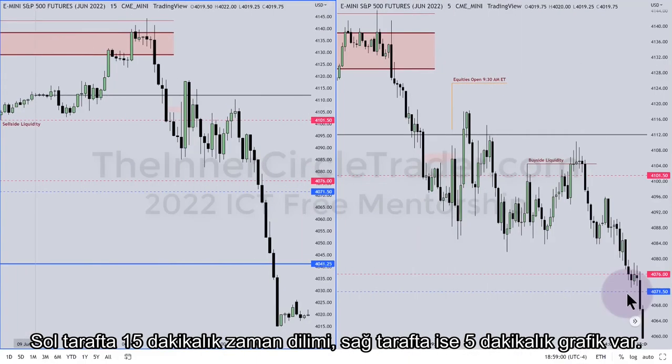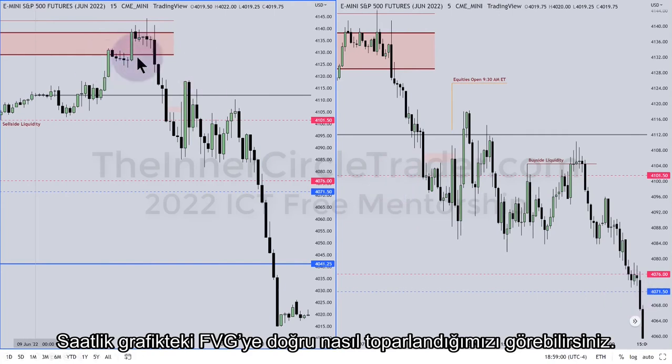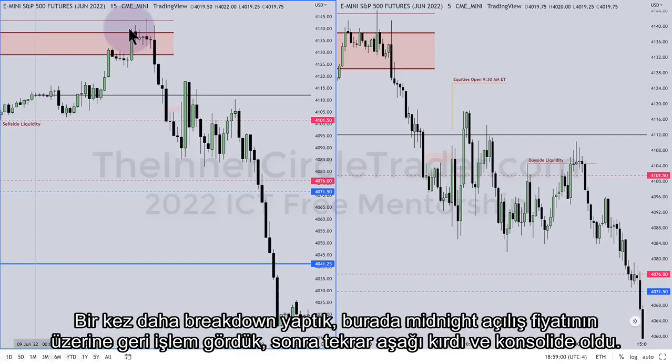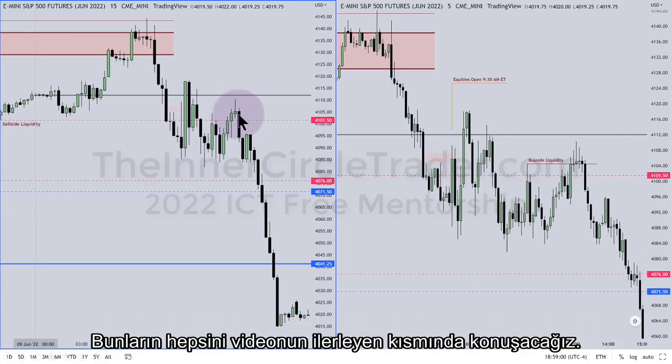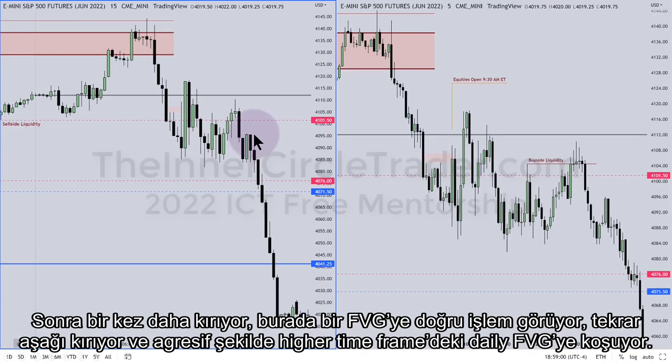All right, now we have the 15-minute time frame on the left-hand side and the 5-minute chart on the right. You can see how we rallied up into that fair value gap on the hourly. We broke down. Once more, traded back above the opening price at midnight here. Breaks lower, consolidates. All of this we'll talk about later in the video. Then breaks once more, trades up into a fair value gap here. Breaks lower and aggressively runs into that higher time frame daily fair value gap.